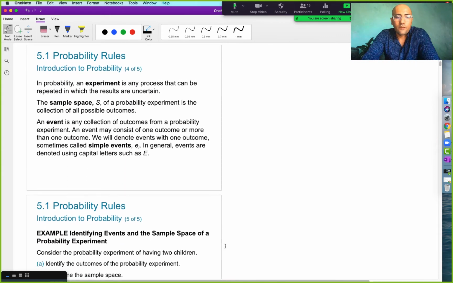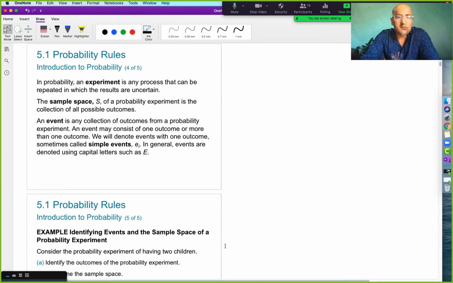Okay, a little bit more on language and some definitions. In probability, an experiment is any process that can be repeated in which the results are uncertain. For us, we often work with flipping a coin. That's an experiment. There's a certain amount of uncertainty: is it heads, is it tails? It could be rolling a die. Maybe it's a six-sided die. You roll it, and any one of those six sides could turn out to be the result. It could be a nine-sided die, a 12-sided die. There are different kinds of dice.